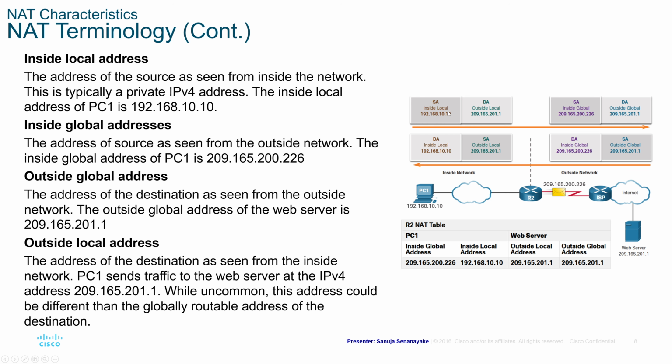So we have the inside local address in a graphical format. You see this here, and you have the outside local address when the data is going this way, and then you have the inside global and the outside global. When the data is coming back, you have the outside global address, inside global address, outside local address, and the inside local address. So you can see that in a graphical format on the right hand side.